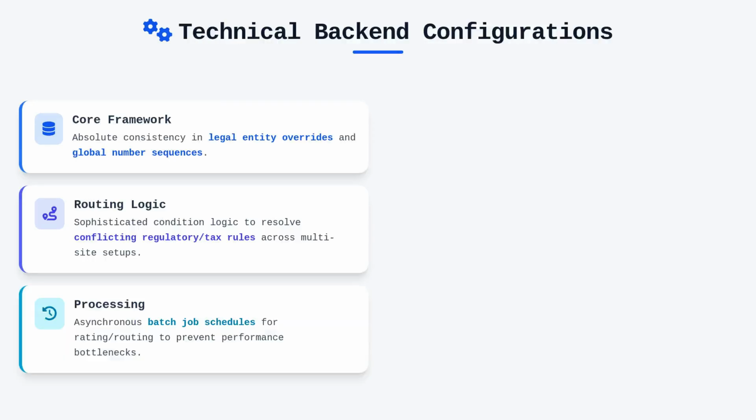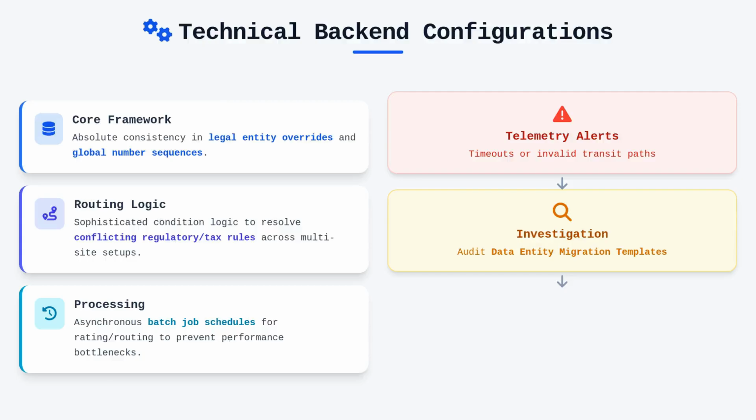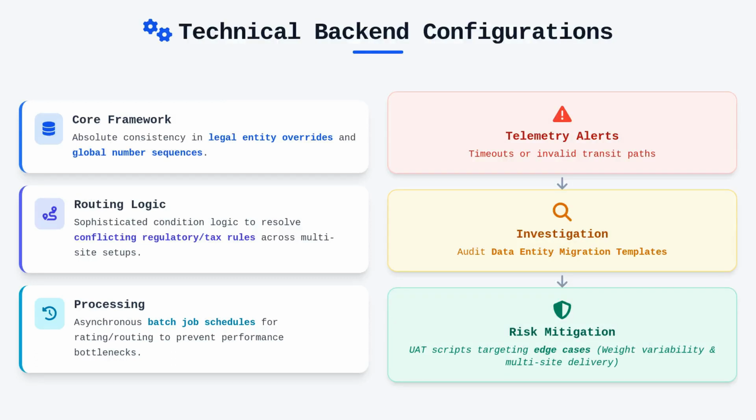Administrators typically rely on batch job execution schedules to process these rating and routing requests asynchronously, which requires careful monitoring to prevent performance bottlenecks. If the telemetry data indicates that your rate lookups are timing out or that the routing engine is failing to produce valid transit paths, you must investigate the integrity of the data entity migration templates you utilize during deployment. Functional consultants often mitigate these risks by designing user acceptance testing scripts that specifically target edge cases, such as extreme weight variability or complex multi-site delivery scenarios.